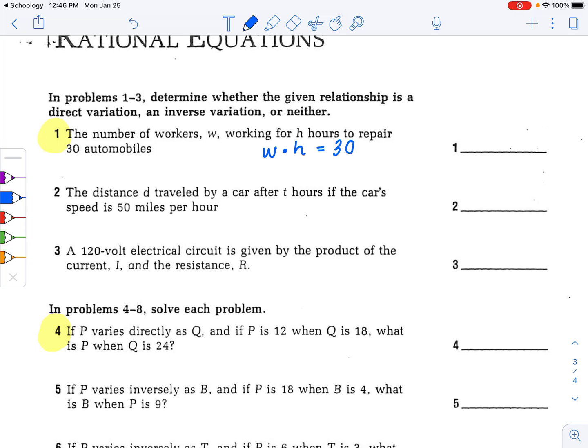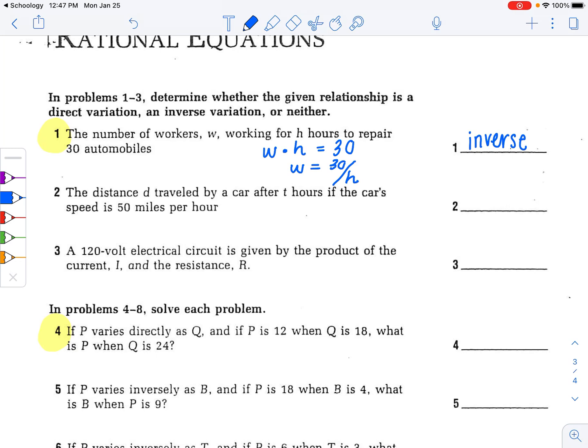Well, everything we've solved before, it's y varies directly or y varies inversely. That means there can only be one variable on one side. So in this case, it doesn't matter which one we're solving for because it's not being specific. But if I just got w by itself, you'll see that it's going to be 30 divided by h. Hence, the division tells me that it's going to be an inverse variation due to that division.